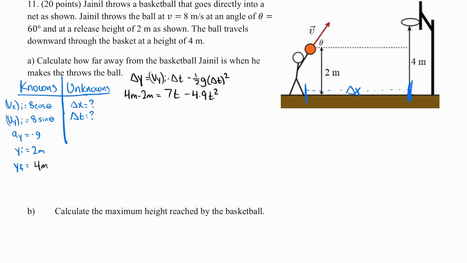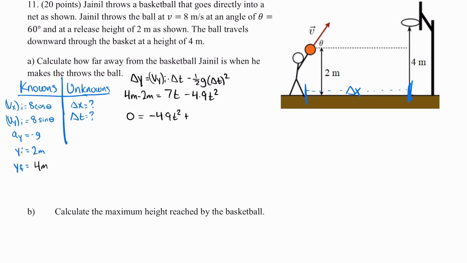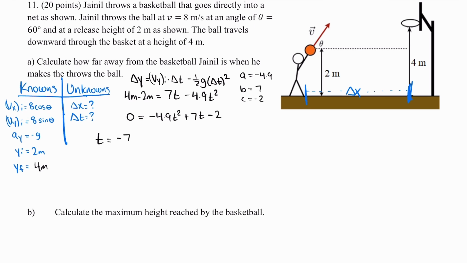So simplifying and moving everything over to the right format, I'm going to get negative 4.9 t squared plus 7t minus 2, all of that equal to 0. So for the quadratic formula, my a is equal to negative 4.9, my b is equal to 7, and my c is equal to negative 2. So I should get two values here for my time using the quadratic formula. The quadratic formula is negative b, so negative 7, plus or minus the square root of b squared, so 49, minus 4 times a, negative 4.9, times c, which is minus 2. And I'm going to divide everything by 2a, which is going to give me negative 9.8 back.